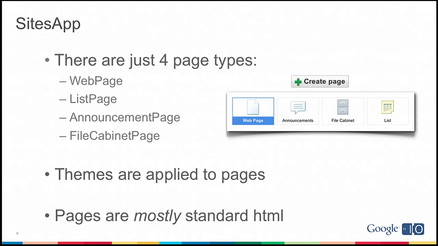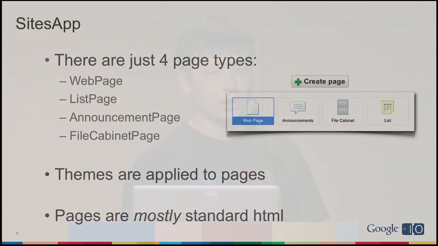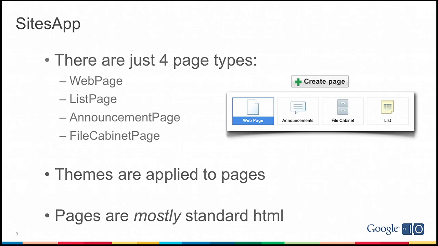So now there's this top-level SitesApp class. With it, you can grab a site object by domain name and site name. Once you have a site object, you can interact with the 4 basic page types, which are web page, list page, announcement page, and file cabinet page. Themes can be applied to pages or templates. And pages are mostly standard HTML, so they're really easy to create and edit with app scripts.